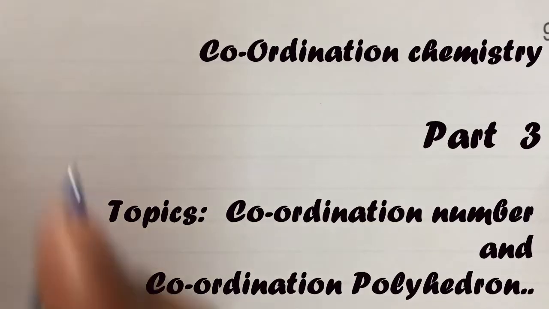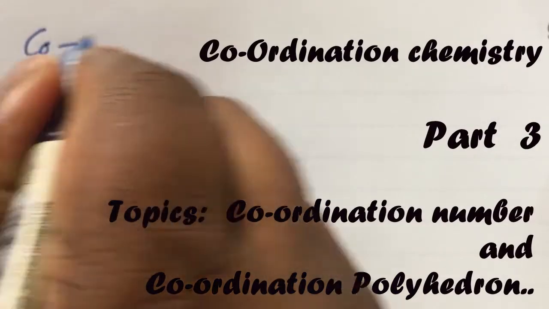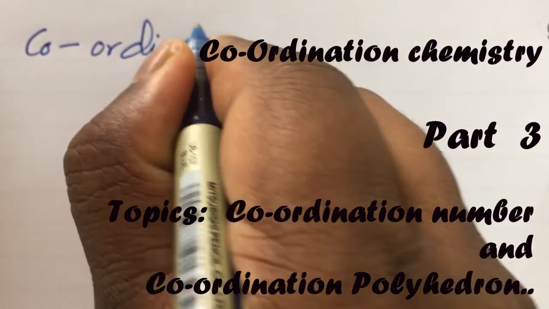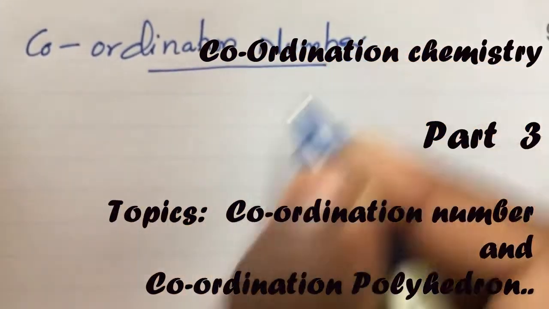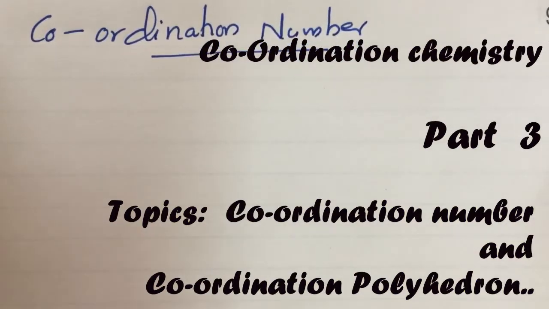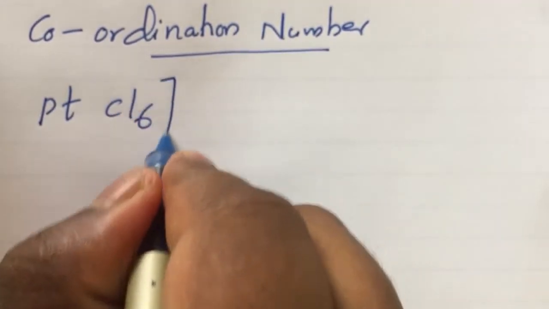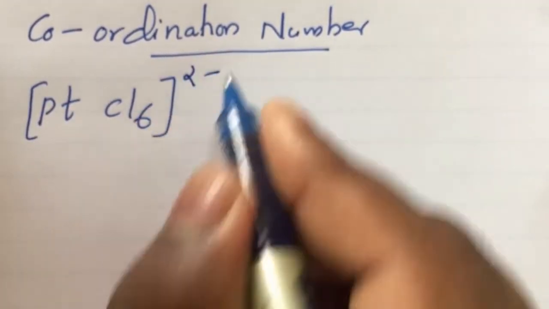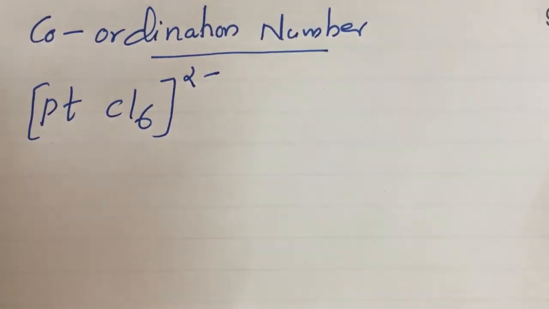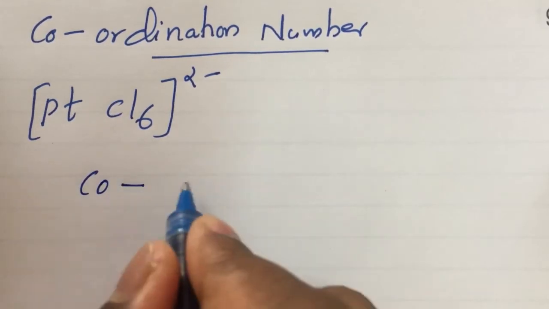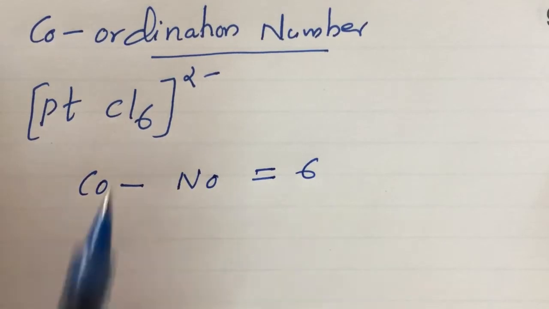The next important term related to coordination compounds is coordination number. I will explain this topic by using one or two examples. For example, PtCl6 2 minus. The central metal atom is platinum, the ligand is chlorine. How many chlorine? 6. And here the coordination number is equal to 6.